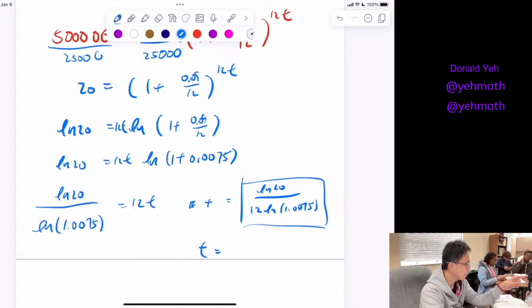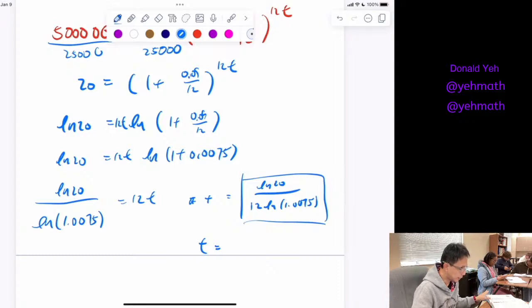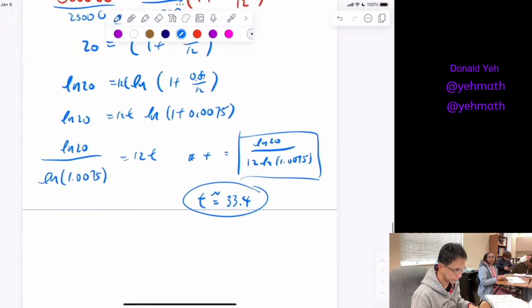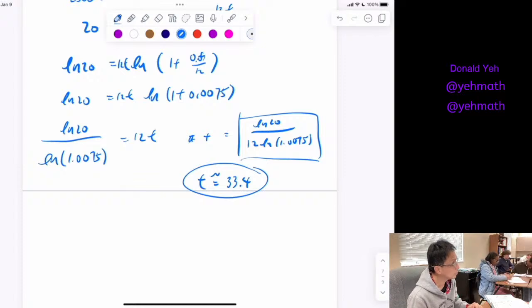Yeah, what happened is you've got to put a parenthesis right here around the 12 and ln, because it's divided by 12 times ln of 1.0075, that's order of operations. 33 is right. It takes 33 years, roughly, 33.4 years. Do you want us to round to the hundredths place on the test, or does it matter? Tenths place is fine.